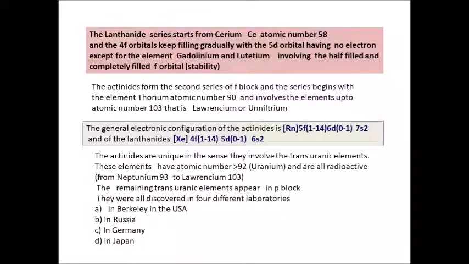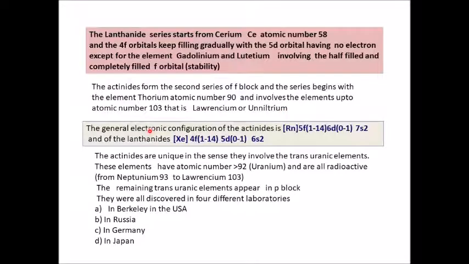Next, the lanthanide series starts from cerium, atomic number 58. The 4f orbitals keep filling gradually with the 5d orbitals having no electron except at gadolinium and lutetium. These have half filled and completely filled f orbitals. The actinides form the second series of the F block elements, and this series begins with the element thorium, atomic number 90, and involves the elements up till atomic number 103, that is lawrencium, or by IUPAC name we call it unnilтrium.